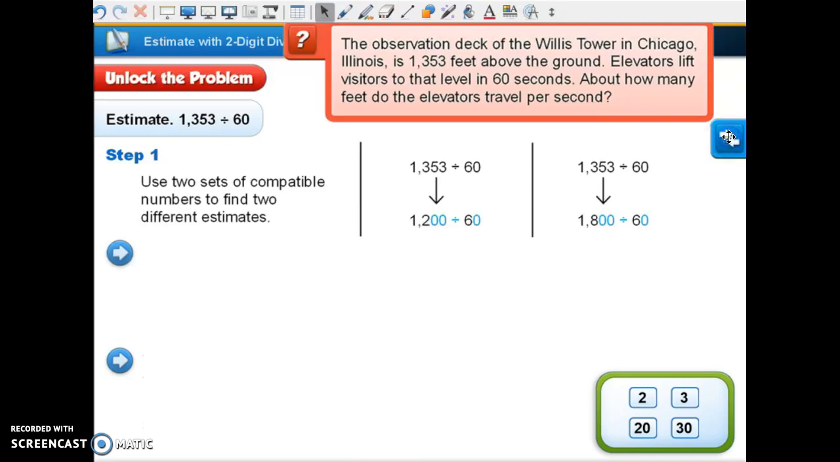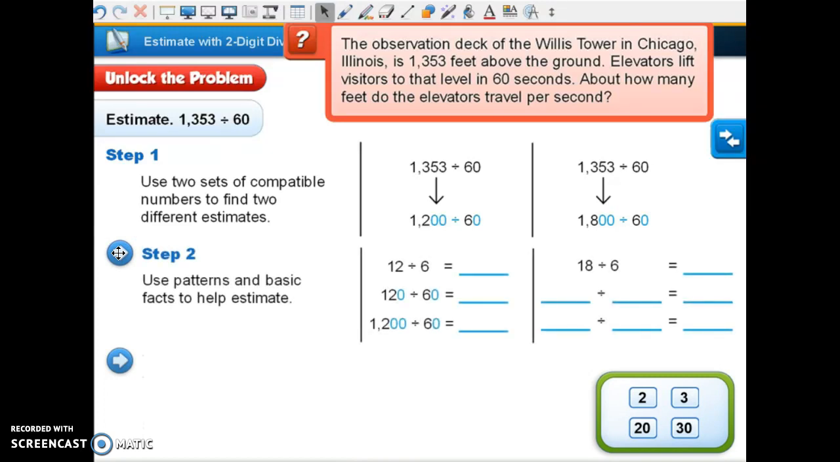Again, it says use two sets of compatible numbers to estimate the quotient. So if I have 1,353 divided by 60, we rounded 1,353 to 1,200 because that 12 is easily divisible by 6. And so 1,200 should be easily divisible by 60. The next multiple of 6 is 18, so we rounded 1,353 to 1,800.